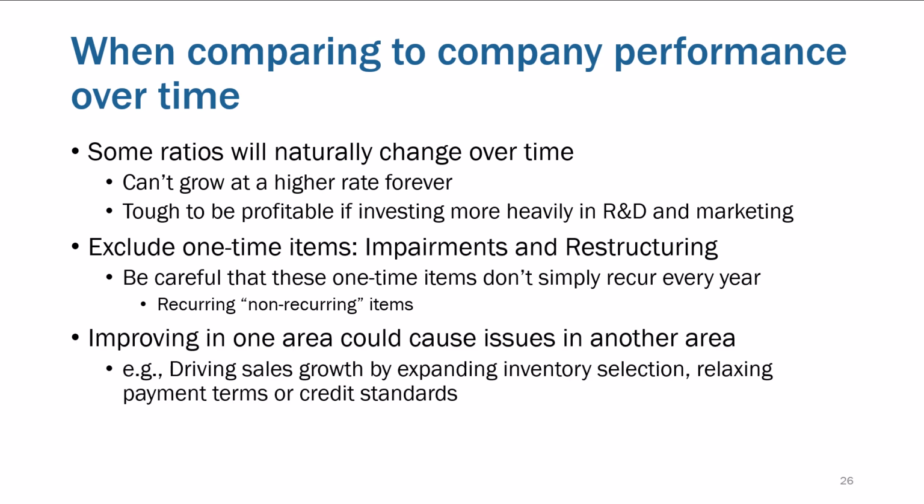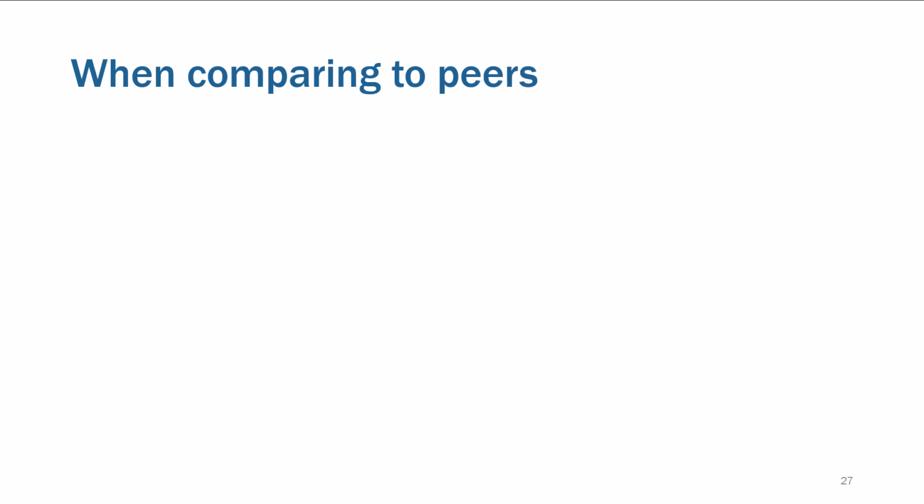We also want to understand that improving in one area could cause issues in another area. So if we try to drive sales growth by expanding the inventory selection, relaxing payment terms or credit standards, we could get good sales growth, but we might have excess inventory. We might have receivables not getting collected as quickly. So that's not a bad thing, but just there can be some business changes which impact ratios.